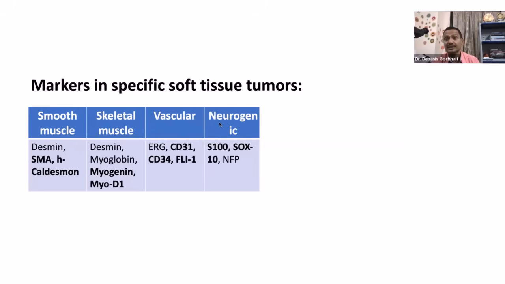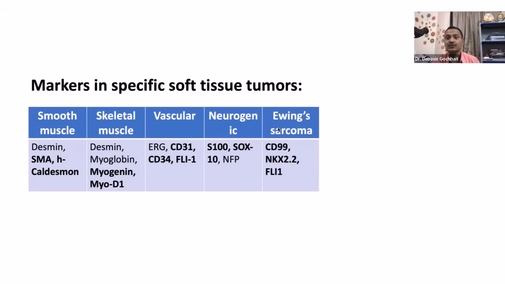Now, if it is neurogenic, if the tumor is arising from nerve and nerve sheath, they will be positive for S100 and SOX10. These two markers you have to remember. If it is Ewing sarcoma, very common. Again, you will get a short note as well as multiple MCQs related to Ewing sarcoma. Ewing sarcoma is a small round cell tumor seen in pediatric patients, in the second decade, most likely from 8-10 years to 15-16 years. And it is very common in bone as well as soft tissues.